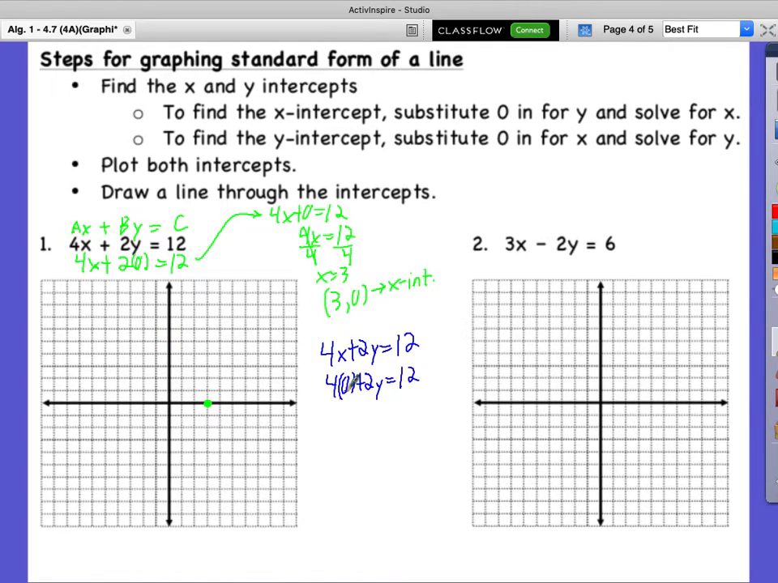What's 4 times 0? 0, so we don't have to write it. 2y is equal to 12. Divide by 2, and what's y equal to? 6. So our y-intercept is 0 comma 6. So again, that is our y-intercept that we did last class. So then we go up to y 0, comma 6.